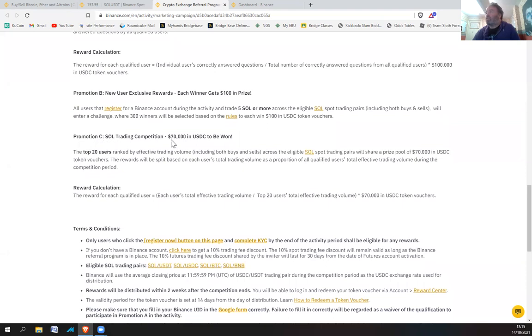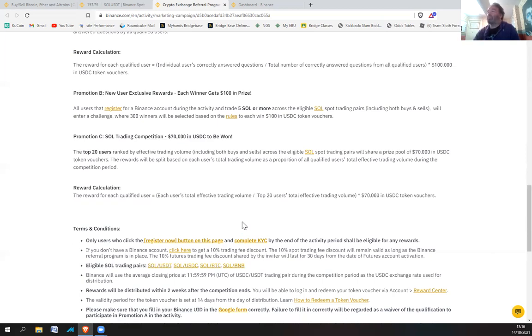Promotion C, Sol trading competition, $70,000. The top 20 users ranked by effective trading volume, including both buys and sells across the eligible Sol spot pairs. The eligible Sol trading pairs are these: Sol USDT, Sol USDC, Sol BTC, Sol BNB. Unfortunately, it doesn't have a Sol BUSD.